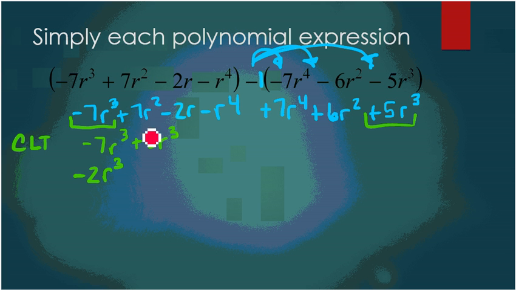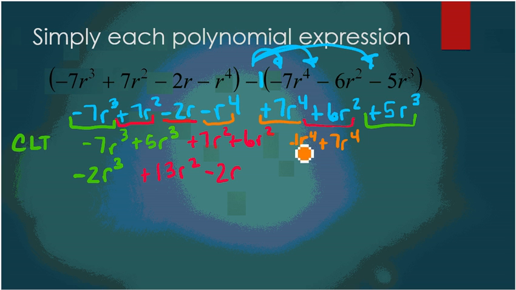Next, we are going to tackle my r squareds. Is there another r squared? Certainly is right there. So I take plus 7r squared plus 6r squared. 7 plus 6 is plus 13r squared. All right, now I have minus 2r here. Is there another just r term? Nope. So I have minus 2r. Now let's check for r to the fourth. Yep, right there. So we take negative r to the fourth plus 7r to the fourth. That's minus 1 plus 7, which is minus 6r to the fourth.